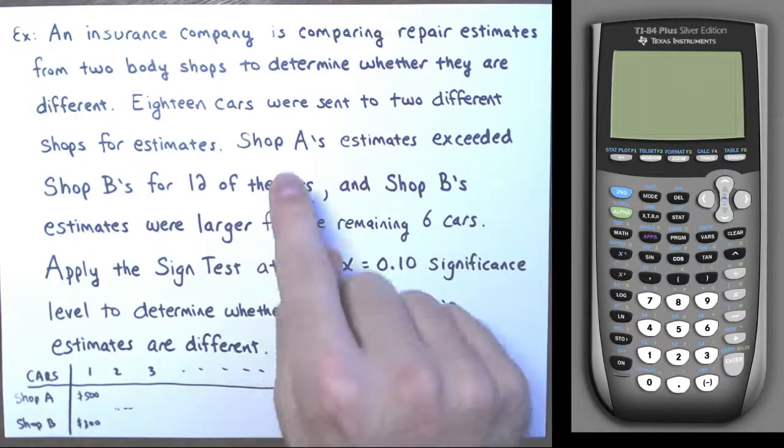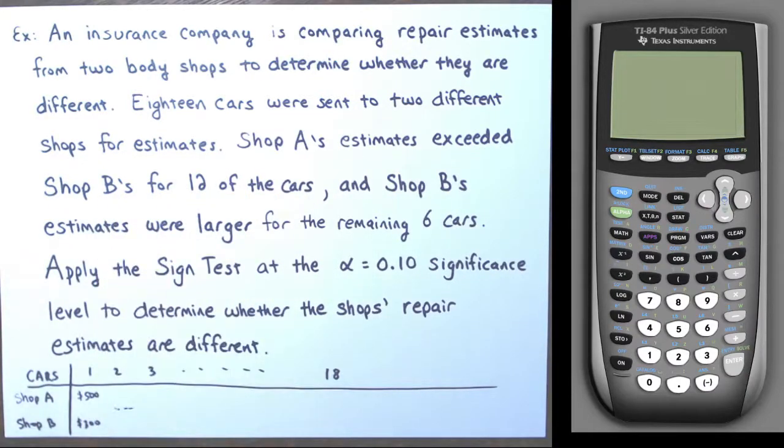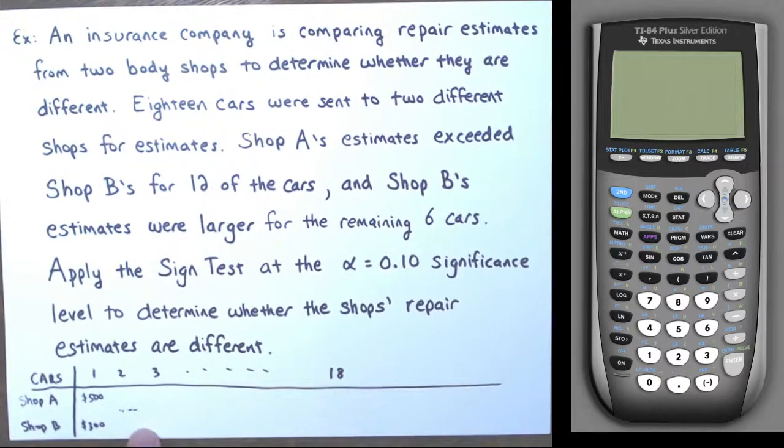So we already see that shop A's estimates exceeded shop B's for 12 of the cars. So for 12 of these 18 cars, the estimated cost at shop A will be higher than the estimated cost at shop B. And then for the other 6, the estimated cost at shop B will be greater than the estimated cost at shop A. So we don't really need this table.